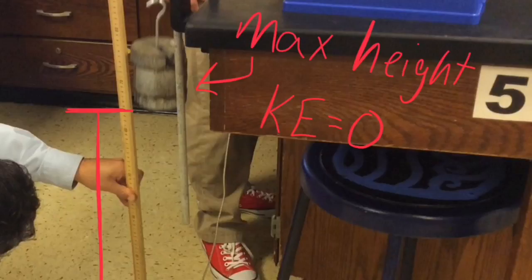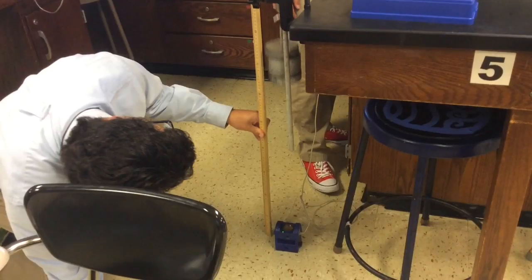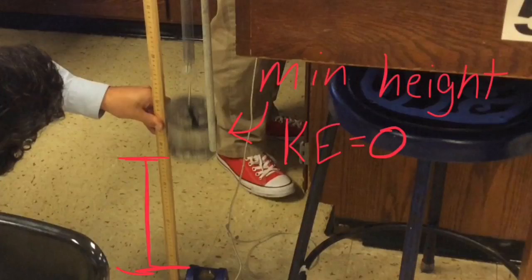Here we see the kinetic energy of the mass become zero because the spring is expanding back to its equilibrium position, and here we see the kinetic energy of the mass become zero again as the spring tries to compress back to its equilibrium position.